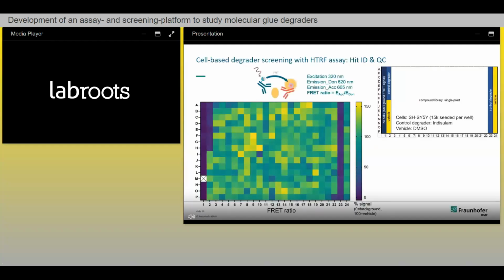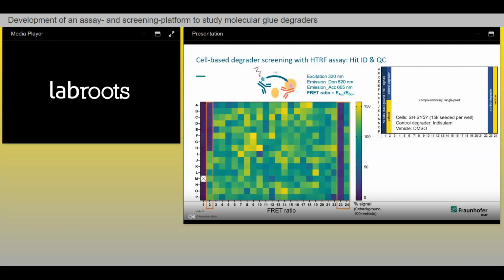This slide now shows the heat map that we obtained from our screen. So this is just an exemplary plate from the screening that I've described with the setup that I just mentioned. And what we read here is the FRET ratio. So it shows the ratio of emission of the acceptor fluorophore over donor fluorophore, so the detection of proximity of the two fluorophores that the FRET assay is based on is what is shown here.